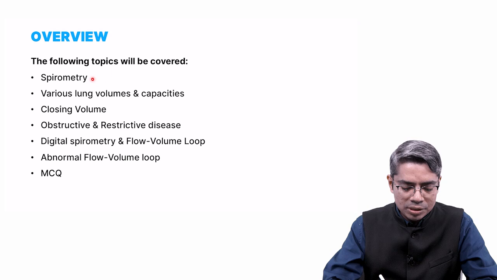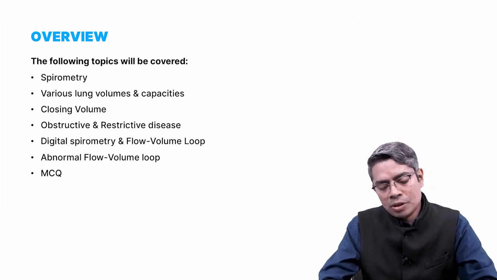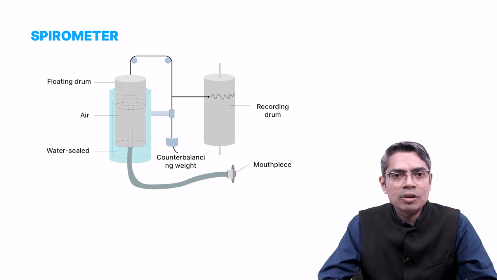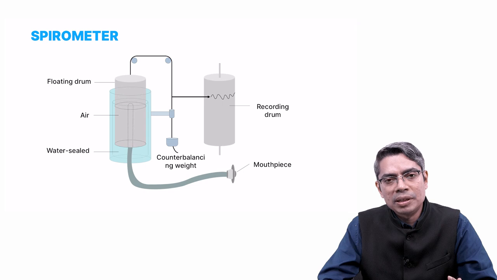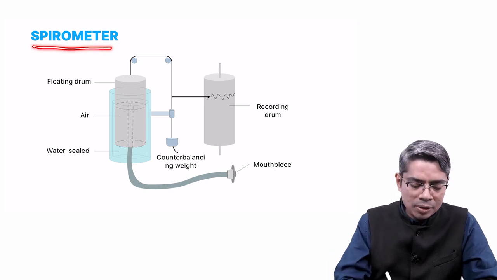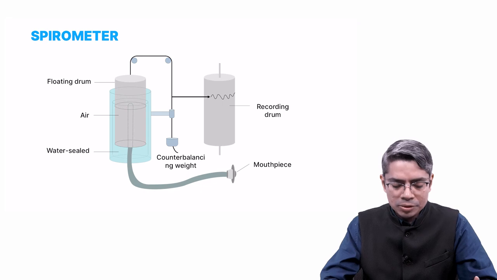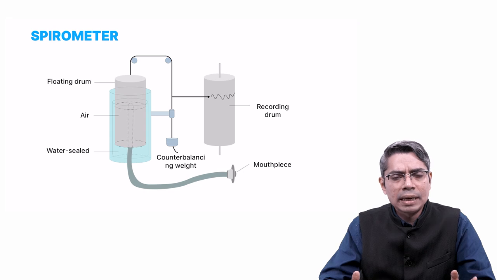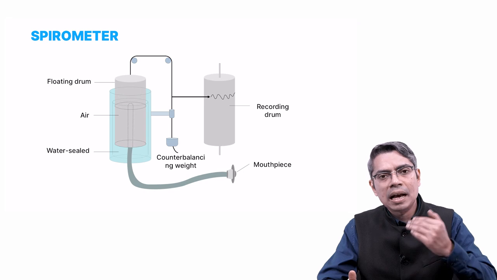So now let's start with the first thing, that is spirometry. We all know that lung volumes and capacities are measured with the help of an equipment known as the spirometer. So what is a spirometer? Look at this system. It's a closed chamber. In that closed chamber, you have to breathe in and breathe out.